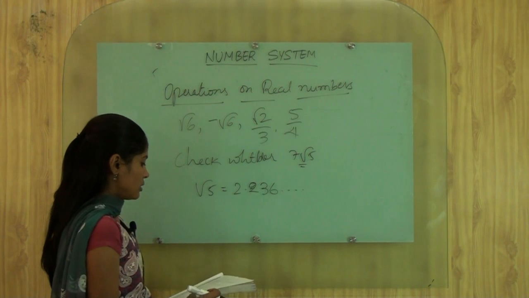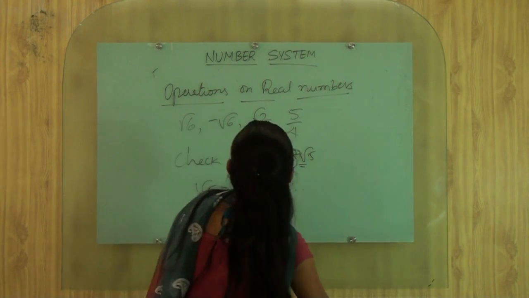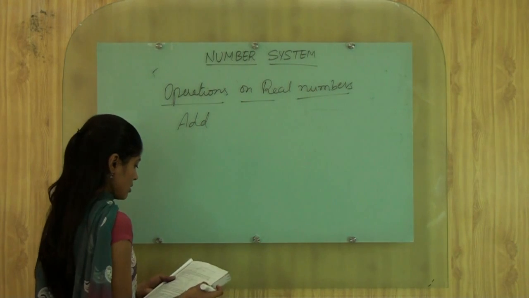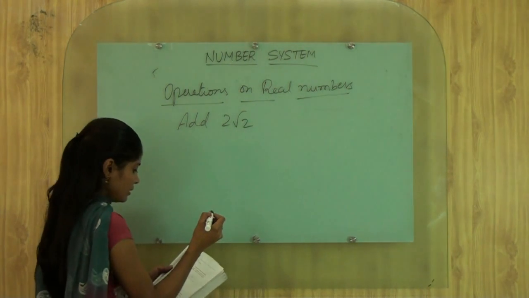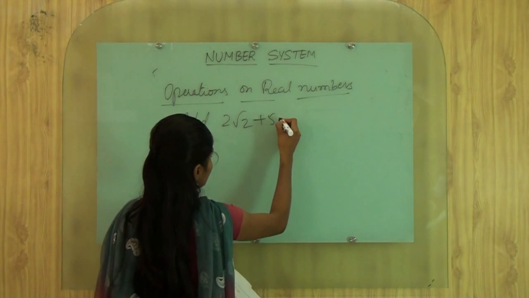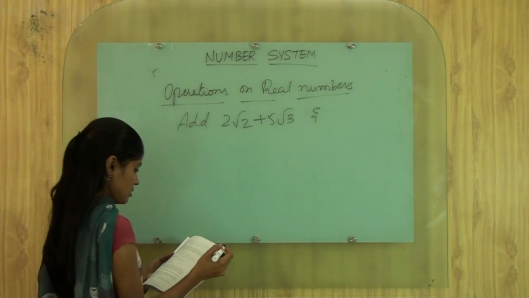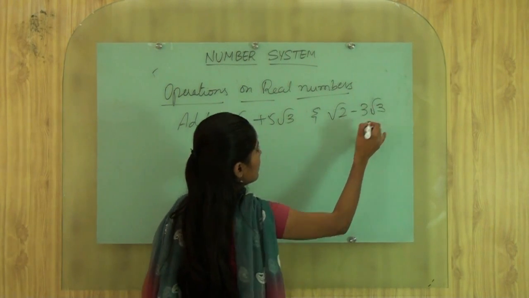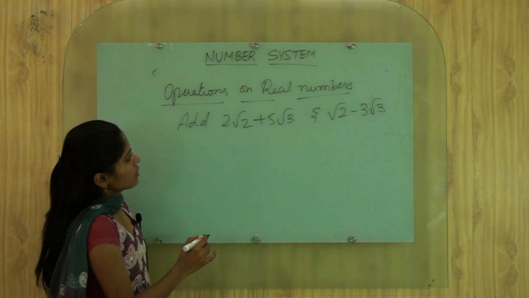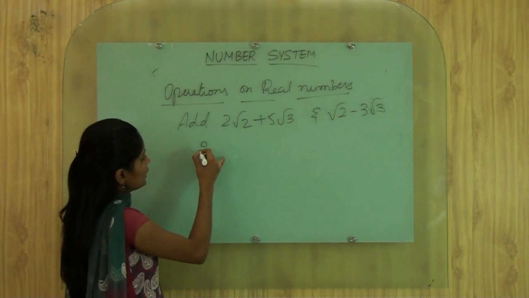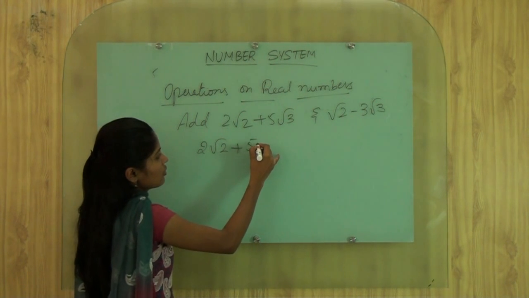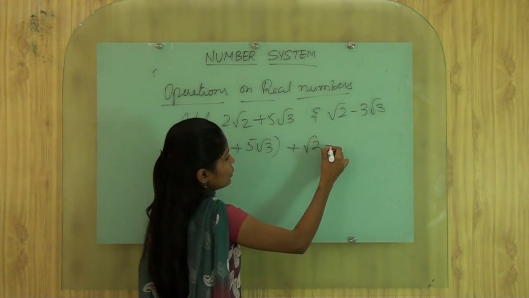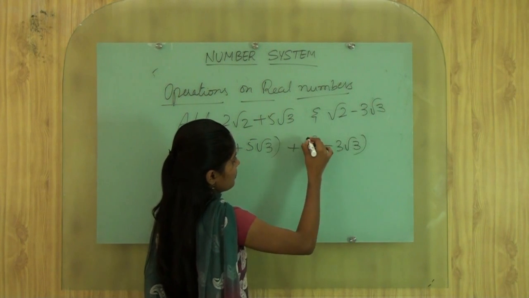Let's move on to the next exercise problem. Add 2 root 2 plus 5 root 3 and root 2 minus 3 root 3 is the problem. So how do you do it? 2 into root 2 plus 5 root 3 plus root 2 minus 3 root 3.